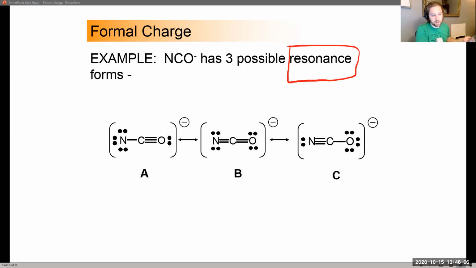So take an opportunity to draw each of these structures down on your notes. And we're going to go and assign formal charges to all of these. In fact, why don't you do that yourself? Compound A, B, and C, resonance structure A, B, and C. Assign formal charges to all of the elements in all three of these structures.